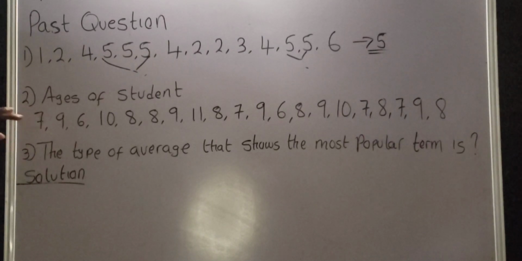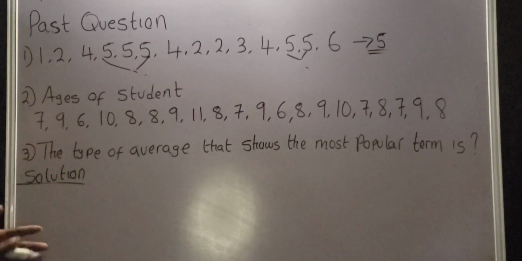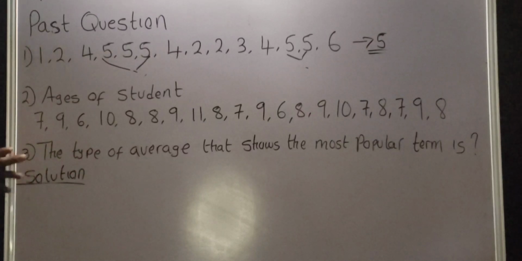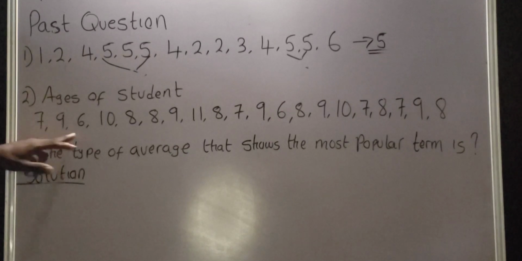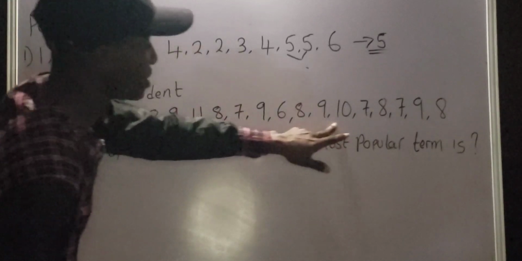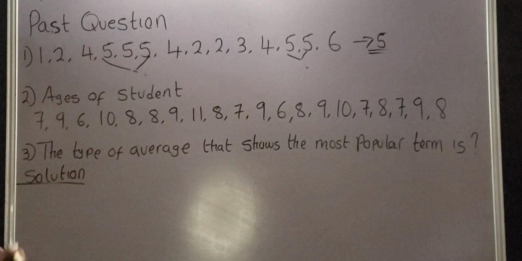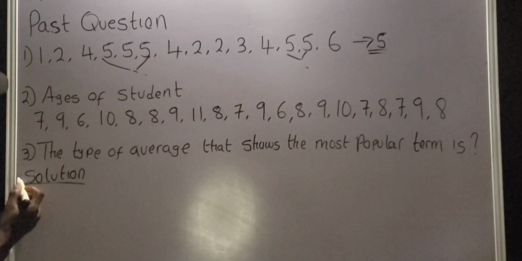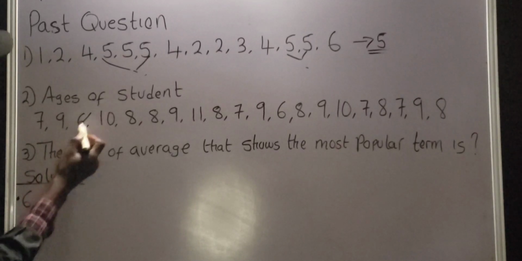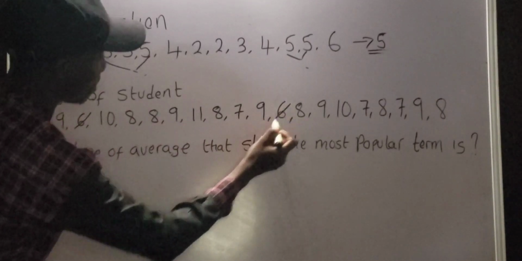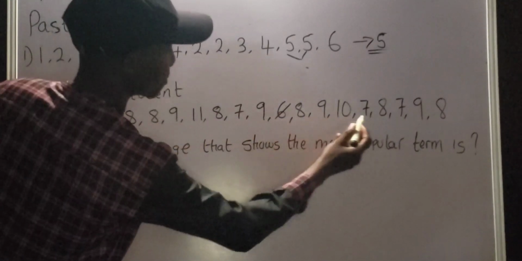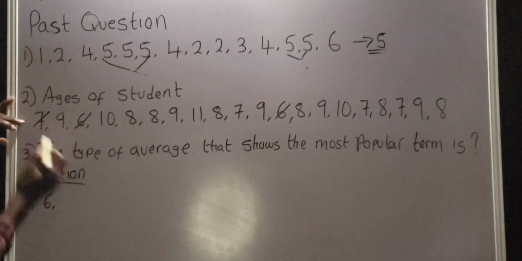Okay, let us get the mode of the second question. Don't forget that mode is the most occurring number among our data set. So to get the mode, I would like to arrange this in ascending order first. So the least number among these values is 6. This is for question number 2. So 6, another one, 6, followed by 7.